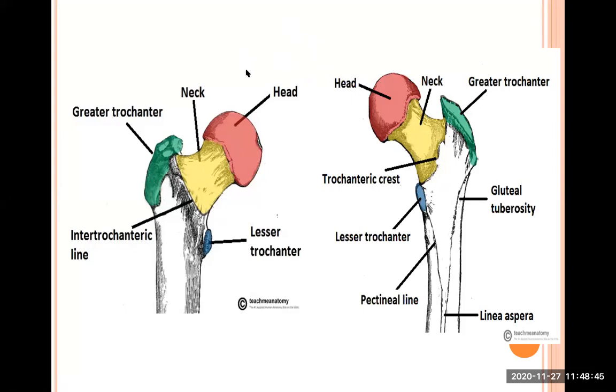The intertrochanteric line is present anteriorly, whereas the intertrochanteric crest is present posteriorly. Don't forget that. So greater trochanter, lesser trochanter, this is the gluteal tuberosity, and this is known as the linea aspera, and this is the pectineal line. These are some other additional structures which are present on the proximal end or part of the femur.